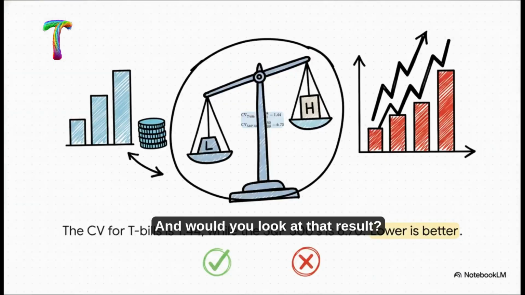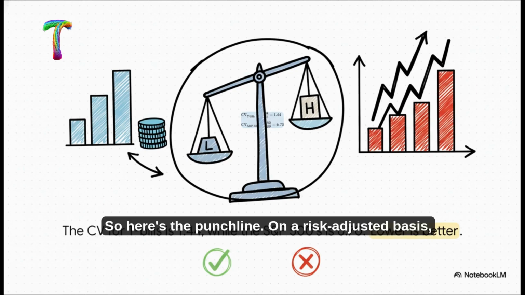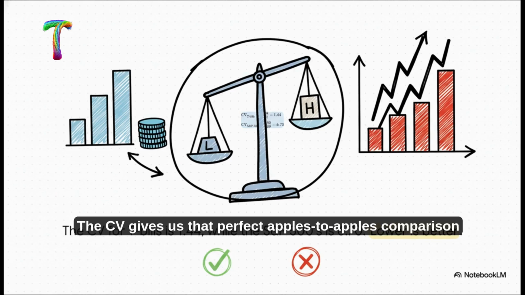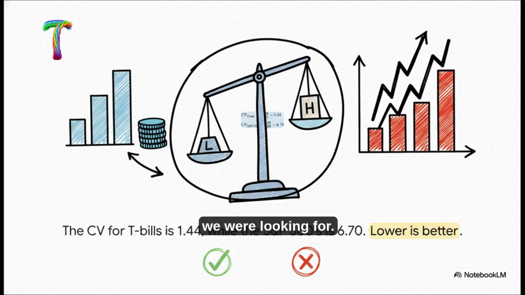And would you look at that result? The second we standardize the risk, the picture becomes crystal clear. For T-bills, you're taking on about 1.4 units of risk for each unit of return. For the S&P 500, it's nearly 7. So here's the punchline. On a risk-adjusted basis, T-bills are way, way less volatile. The CV gives us that perfect apples-to-apples comparison we were looking for.